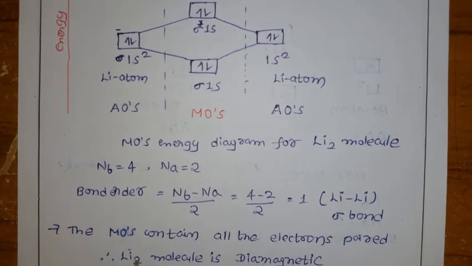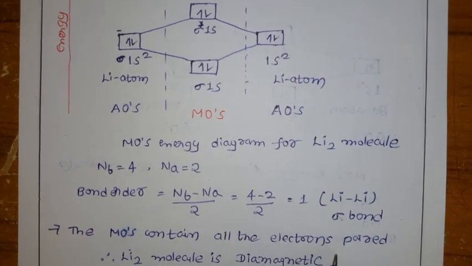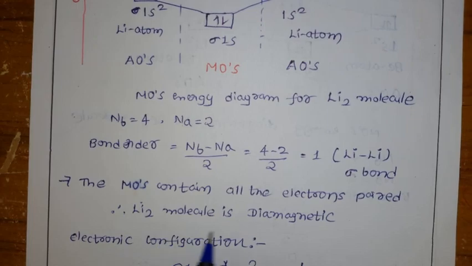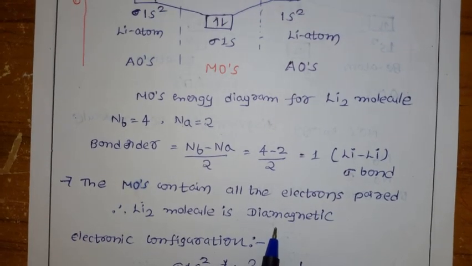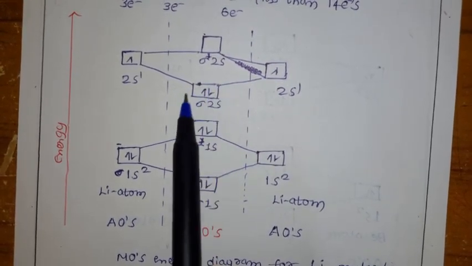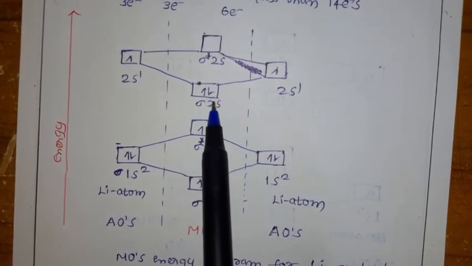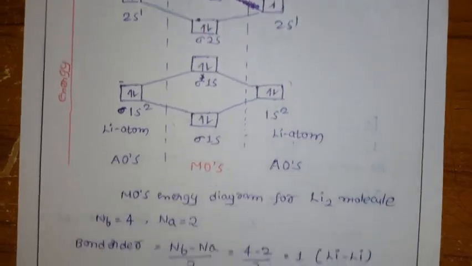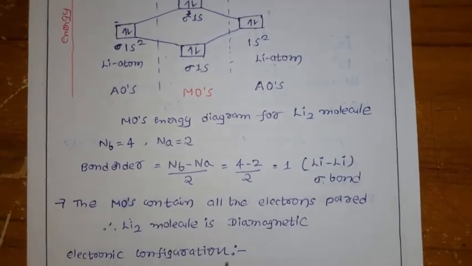Now, in the molecular orbitals all the electrons are paired. So what happened here? The Li2 molecule is what? Diamagnetic. Why? Because, as we already discussed, in the molecular orbitals all electrons are paired. So here electrons are paired. So the molecule is what? Diamagnetic in nature.